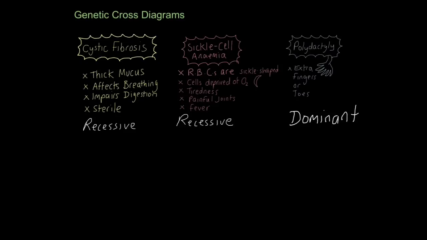Sickle cell anemia is a disease which causes a production of sickle-shaped red blood cells rather than normal sort of flat discs. Because they are sickle-shaped, the cells are deprived of oxygen. They cannot carry as much oxygen, so less oxygen is delivered to cells for respiration. As a result, we have less energy, so we are tired.